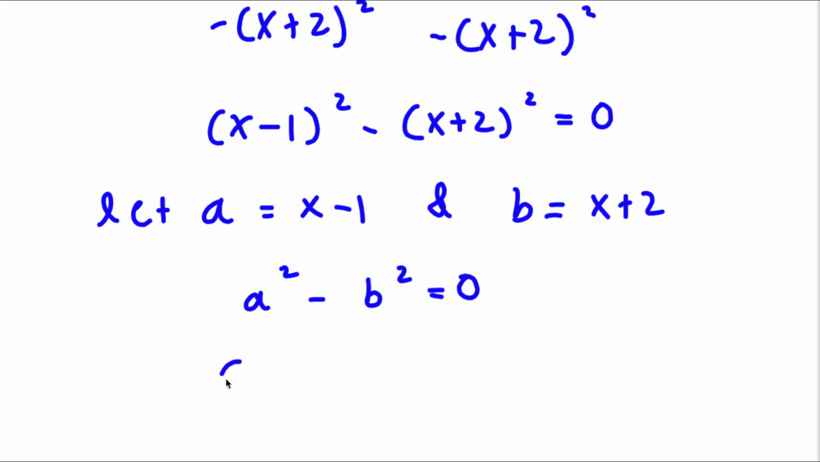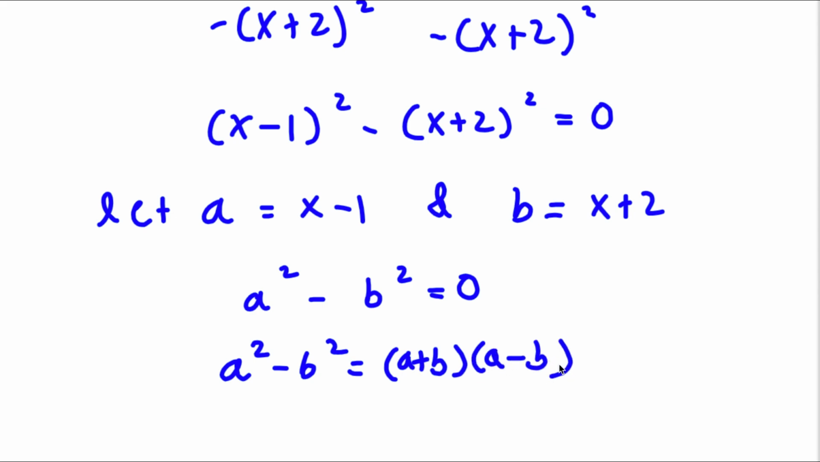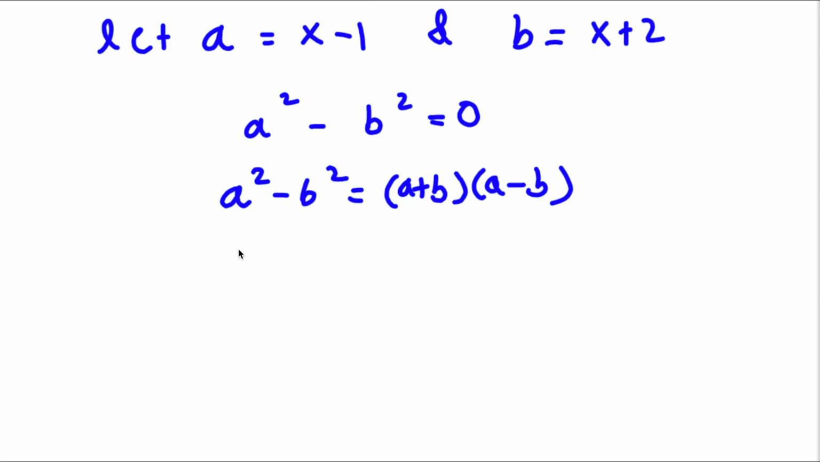Now if I have something in the form a² - b², this is equal to (a + b) times (a - b). So this means that (a + b)(a - b) is equal to 0.